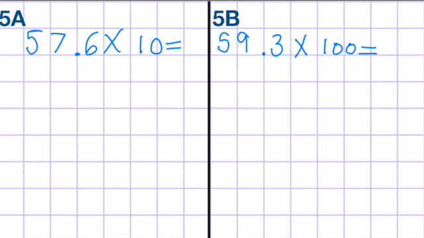Next, we've got to times a decimal by 10 and then a different decimal by 100. Please do them both. Press pause and then we'll go through it together.